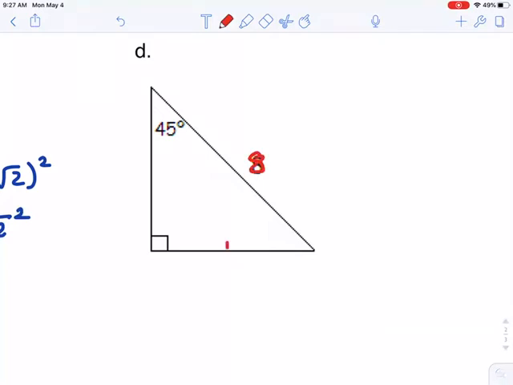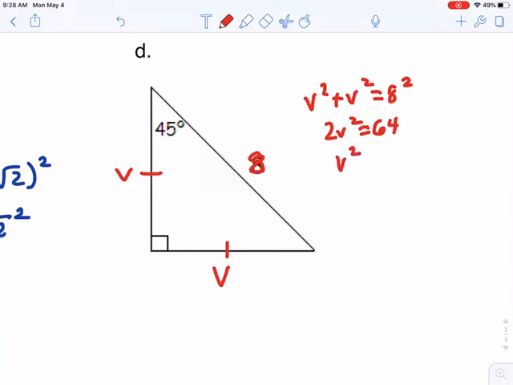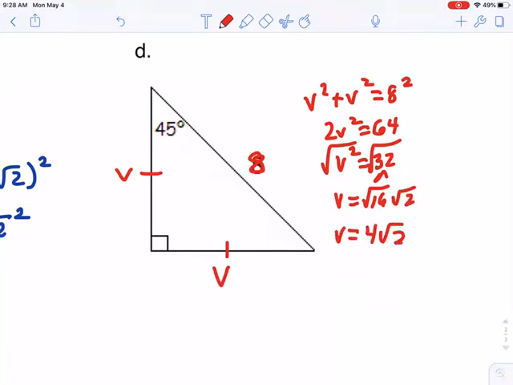We got to focus. We got 8. Let's see. What should we call this? V and V. So I'm going to have v squared plus v squared equals 8 squared. 2v squared equals 64. Divide both sides by 2. V squared equals 32. Take the square root of both sides. V equals the square root of 16 times the square root of 2, or V equals 4 radical 2.